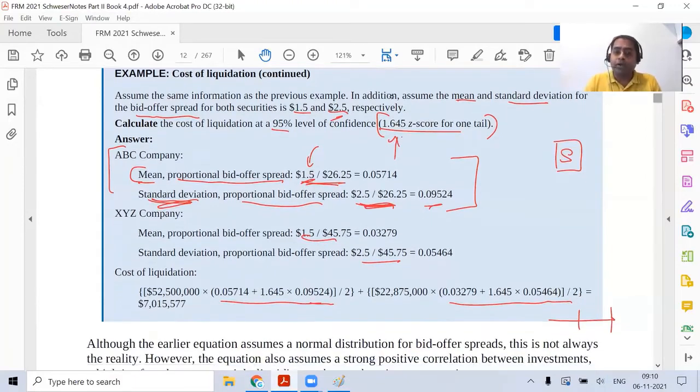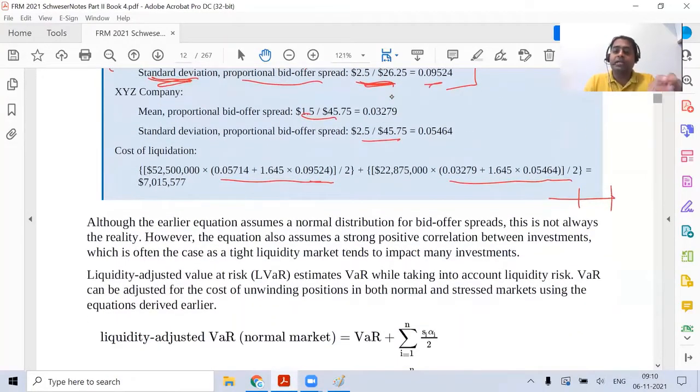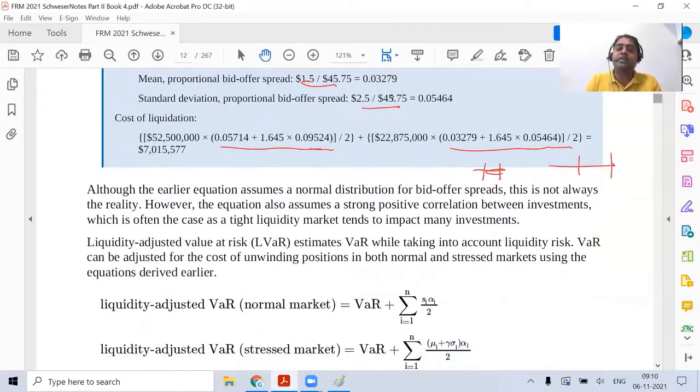Now the next component is that till now we assumed that everything with respect to the spread is going to follow a normal distribution. But in real life, it will not be the case every single time. The distribution can have skewness, or kurtosis, which can change the distribution shape. So when you're looking at liquidity, that assumption can fail the calculation. If you look at this paragraph, the first line says normal distribution will not always hold. The second line mentions a strong positive correlation between investments.